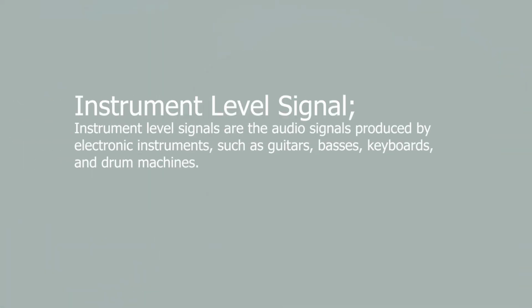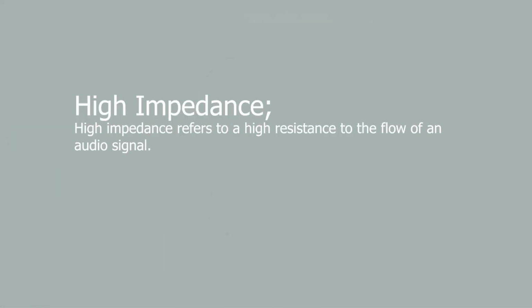The next type is the instrument level signal, which is sort of a line level signal, but with more impedance. So it's not low level like a mic level signal, but then it's not as amplified as a line level signal just because there's a strong level of impedance. There's like a resistance to the strength of that signal.